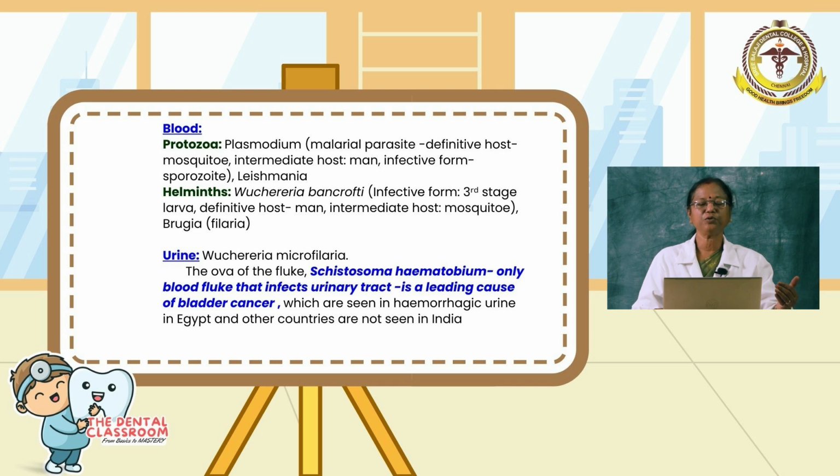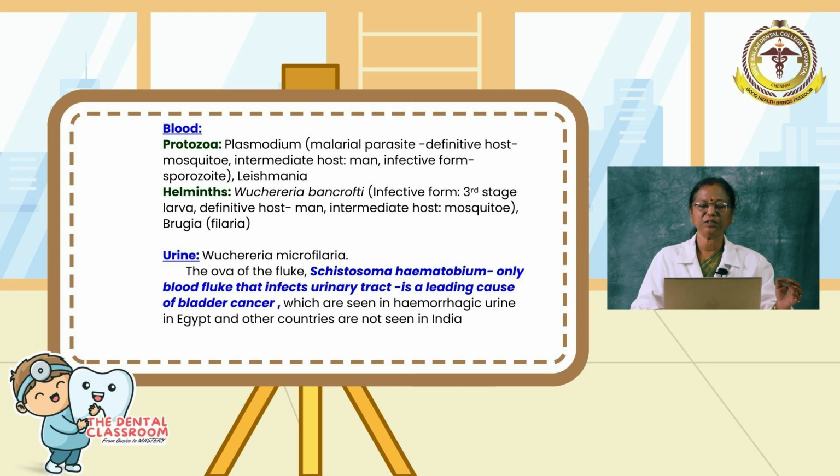The definitive host is just the opposite to the malarial parasite. Man is the definitive host here, and the intermediate host is the mosquito in case of filariasis. So when it comes to urine sample, you can observe the microfilaria of Wuchereria bancrofti, and also the ova of the flukes like Schistosoma haematobium. And this blood fluke is the one which you observe in the urinary tract.